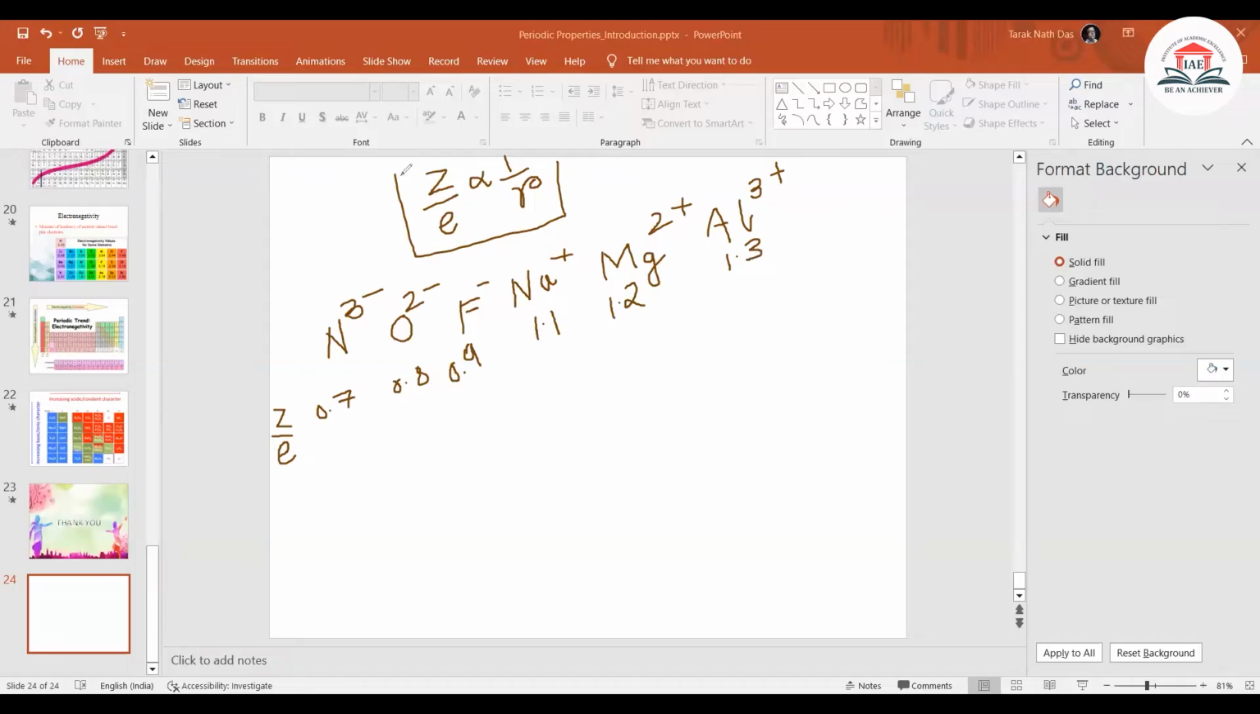Okay. So now the formula is Z by E varies as 1 by R. So it is very much clear that the one which has the highest Z by E value will have the smallest radius, and the one which has the lowest Z by E value will have the greatest radius. Therefore the trend in atomic radii will be N3 minus greater than O2 minus greater than F minus greater than Na plus greater than Mg2 plus, and the smallest one is Al3 plus. So in this way, using the formula Z by E varies as 1 by R, you can determine the comparative radius of any isoelectronic species.